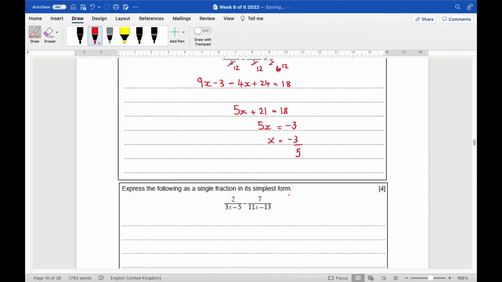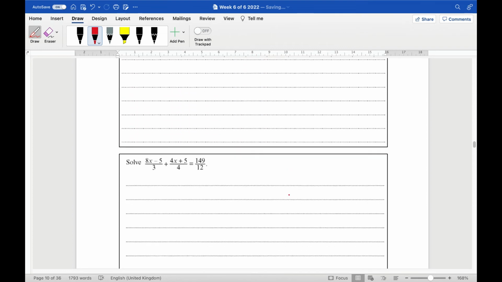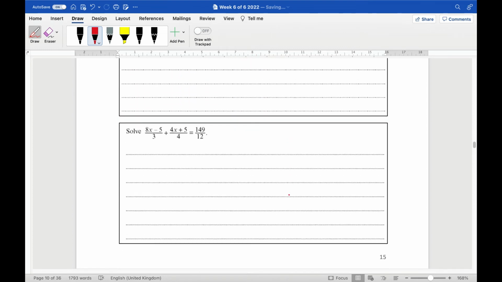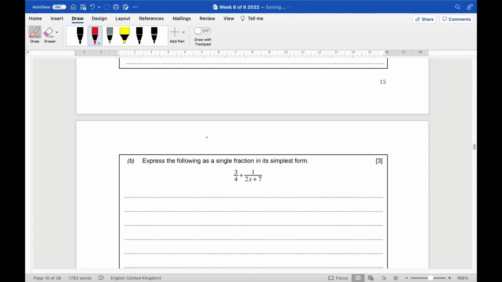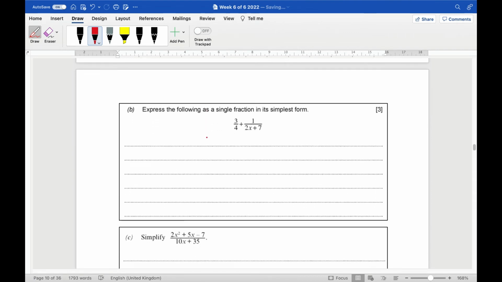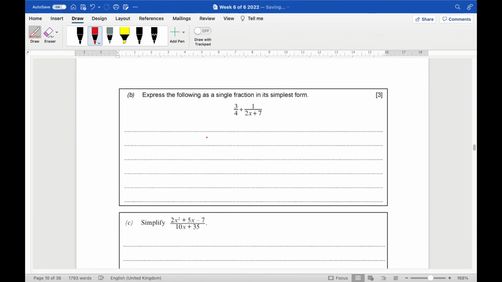There we are, another simplest form question. Another one making the bottoms the same. Here you can make them 12 again, look. Times that by 4, times the top by 4. Times that by 3, times everything on the top by 3. That one doesn't need to change, so it will stay as 149, and then solve. Okay. It looks weird, but it's the same thing.